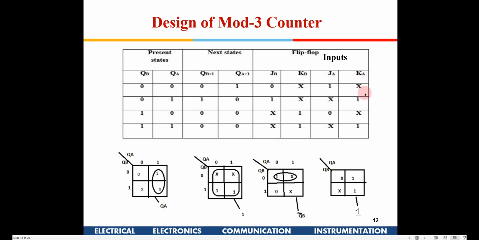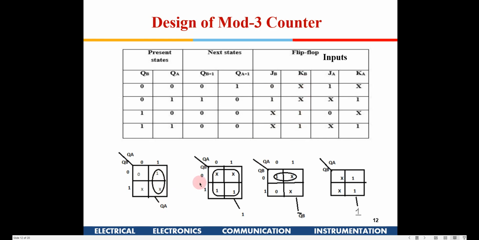So I write these tables. Now JA, K, JB, K. These have to be written in terms of QA and QB, right? You can make a K map here also if you are not able to get any visual cue. So QA, QB, and I write this: it is 0, 1, double 0, 1 and XX. So I can group these two, so it will come as QA, right?